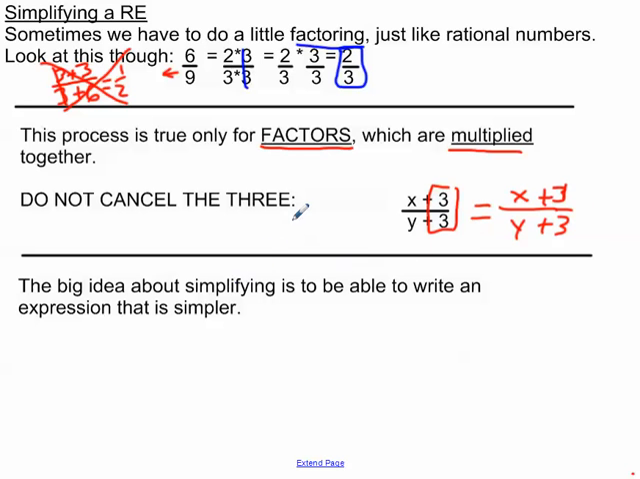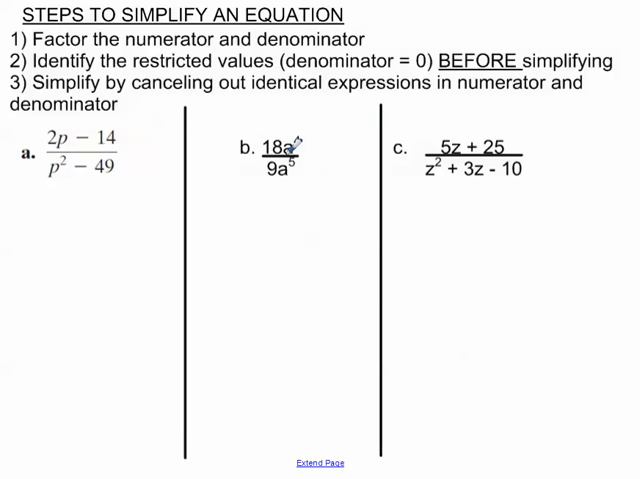So make sure that when we're factoring, we only cancel out factors, because factors multiply together. Keep in mind that what we want to do is make an expression that's simpler. If we're given a rational expression, we're going to try and make something simpler. So let's take a look at some of these.